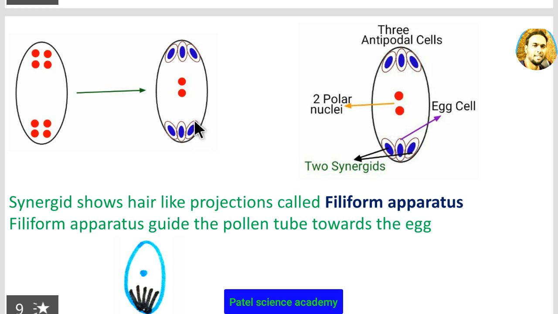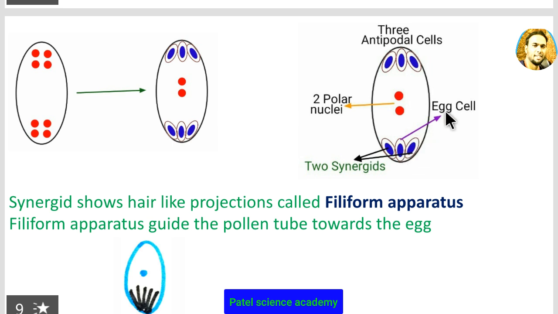So out of these 8, 3 arranged at a micropyle end, 3 arranged at a chalazal end, and 2 at the center. If this is micropyle end and this is chalazal end, so the chalazal end 3 cells are called 3 antipodal cells, towards the chalaza, and 3 towards the micropyle end. Out of that 3, the center is called egg cell.